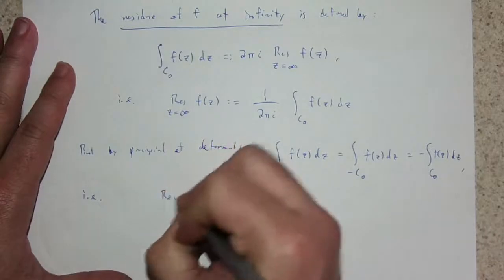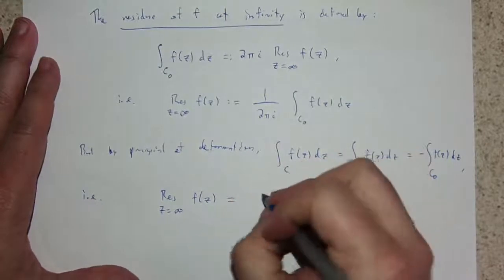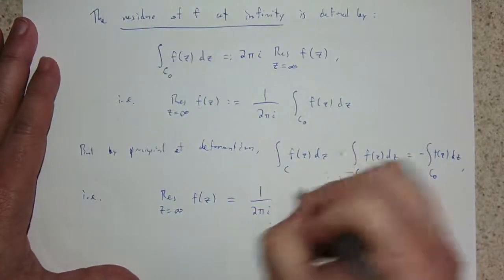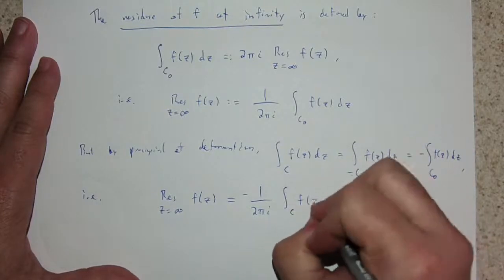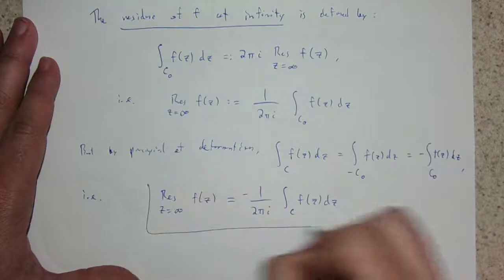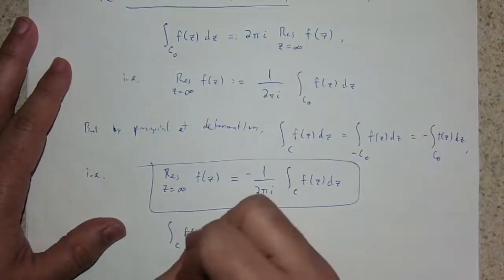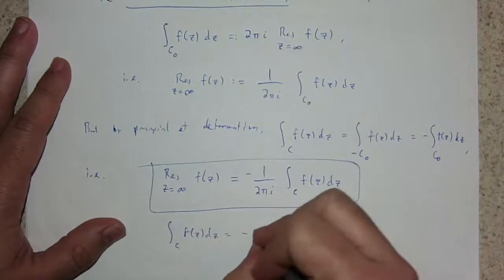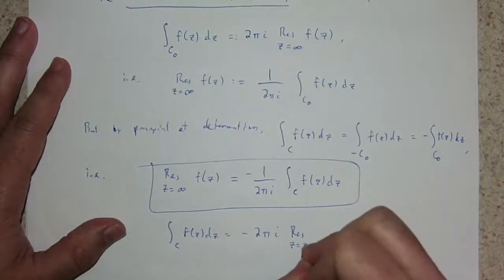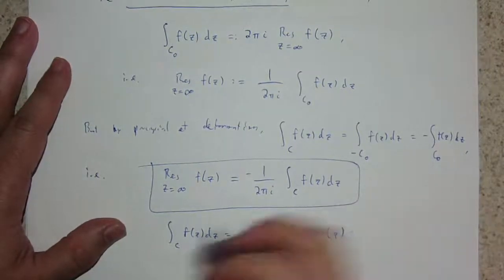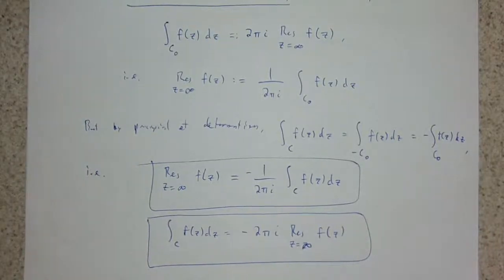i.e., the residue at infinity of f is minus 1 over 2 pi i times the integral over C of f(z) dz. Or if you prefer the other formula, the integral over C of f(z) dz is equal to minus 2 pi i times the residue at infinity of f. However you want to remember this. Okay.